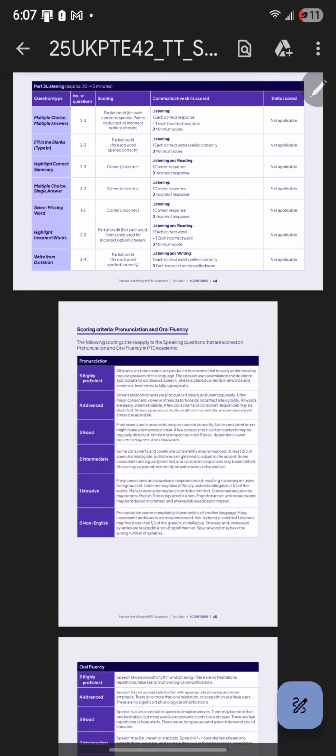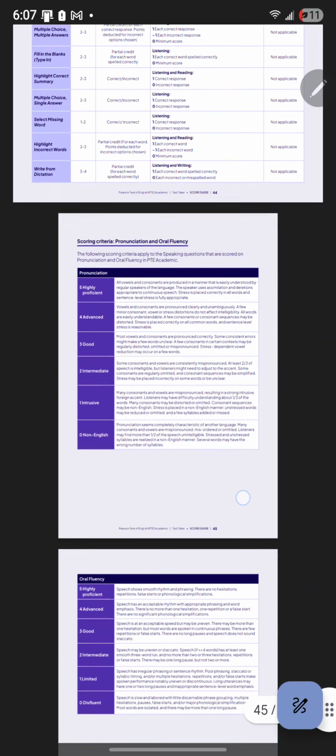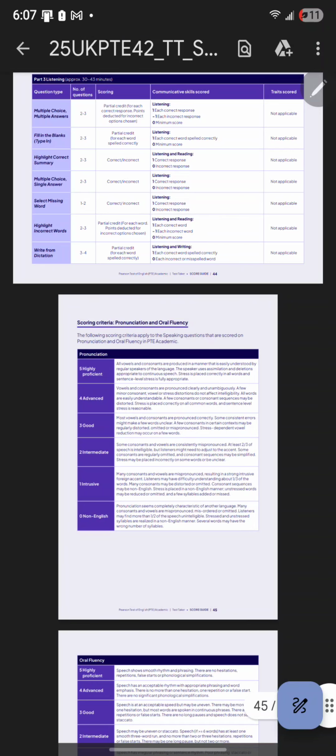Number 3, how to get a 3. Most vowels and so on. Oh, too many. But I still want to have 5 and 4.